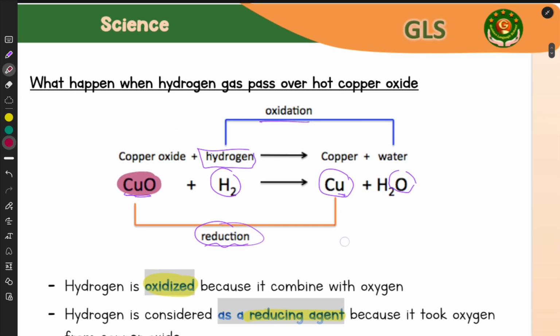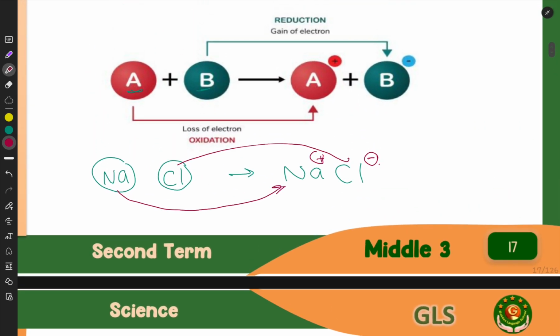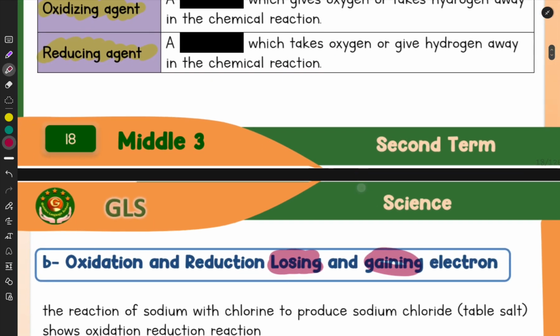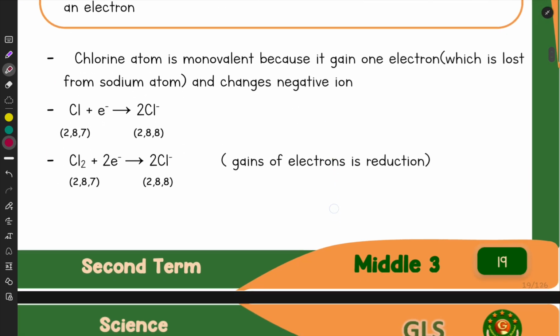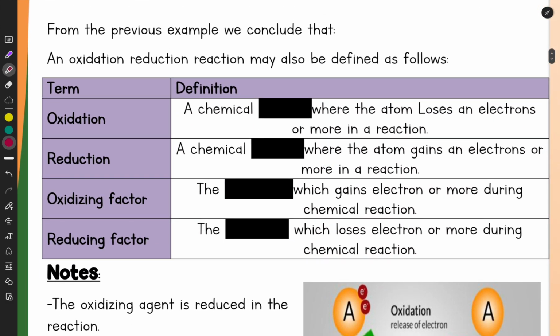What will happen to sodium? Yes, it's oxidation. So losing of electrons is considered oxidation, and the gaining of electrons is considered reduction. So oxidation and reduction according to the losing or gaining of electrons. Oxidation is a chemical reaction where the atom loses one or more electrons, while reduction is a chemical reaction where the atom gains one or more electrons.